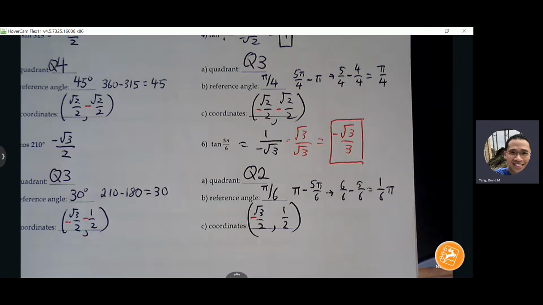We want to get through it quickly. If I know what the first quadrant looks like, if I know the reference angle, and if I know the signs of my ordered pair, I can quickly find that without spending 5 minutes to complete the whole unit circle. Okay, does that make sense?